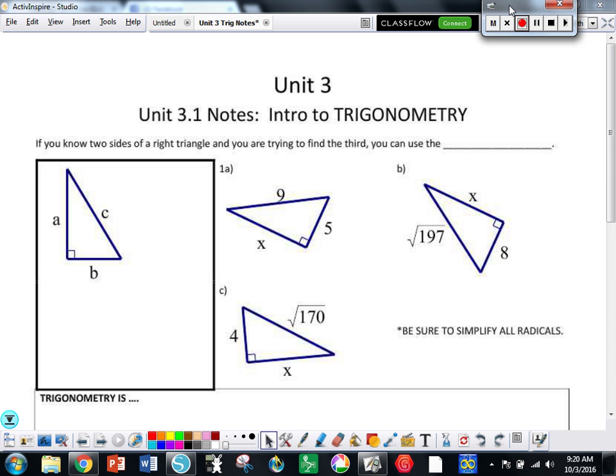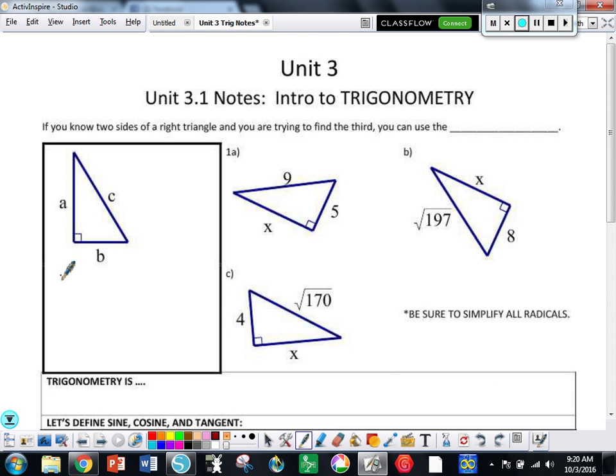So like I said before, everything that we're doing in this unit is done with a right triangle. Part of trig is knowing all of the different sides of your triangle. Sometimes you'll only have two sides and you're going to be looking for that third side. If you know two sides of a right triangle and you're trying to find a third, what would you use? Yeah, we're going to try the Pythagorean theorem.